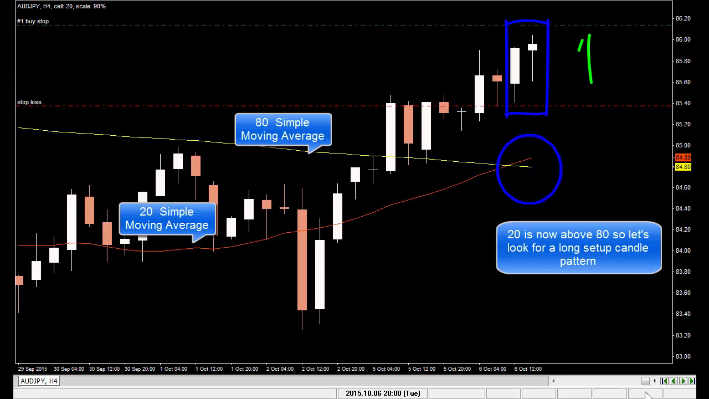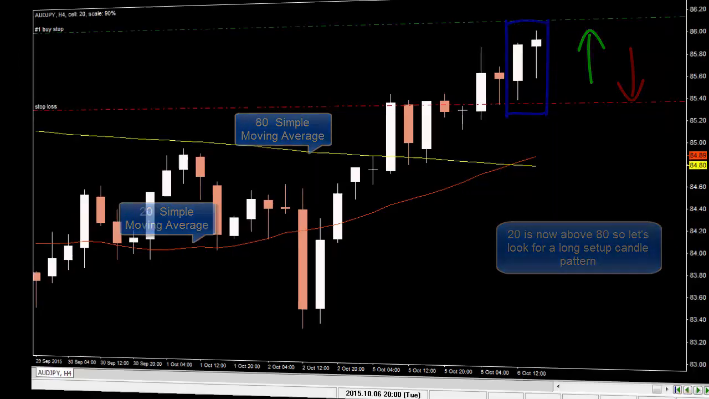Next, I place a buy stop order at 20 pips above the high of the second bullish candle. My stop is 10 pips below the low of the first bullish candle.